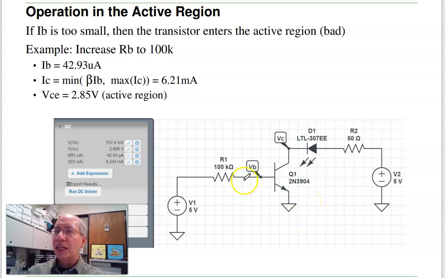If I made a mistake, let's make R1 too big. What that does, it makes our IB too small. In this case, IB is only 42 microamps.